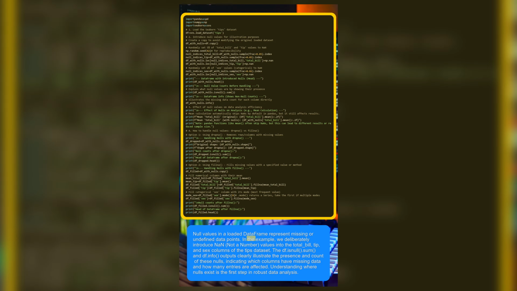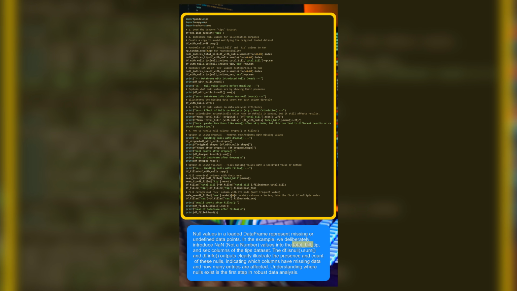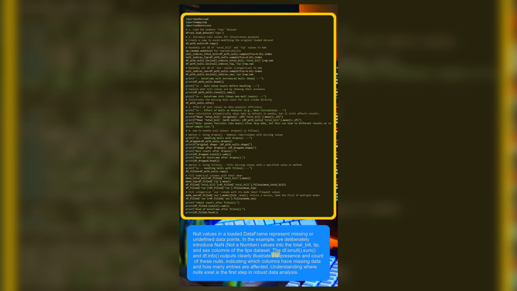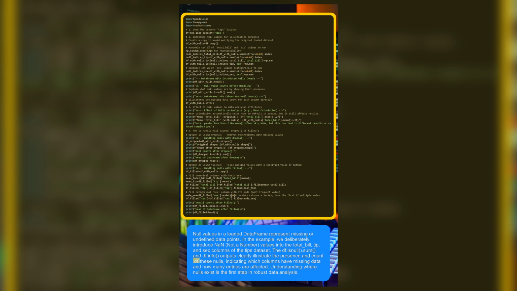In the example, we deliberately introduce NaN, not a number, values into the total_bill, tip, and sex columns of the TIPS dataset. The df.isnull().sum() and df.info() outputs clearly illustrate the presence and count of these nulls, indicating which columns have missing data and how many entries are affected. Understanding where nulls exist is the first step in robust data analysis.